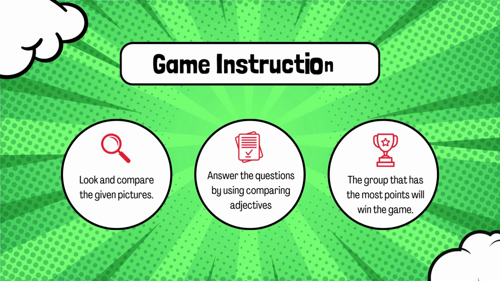Game instructions. 1. Look and compare the given pictures. 2. Answer the questions by using comparing adjectives. The group that has the most points will win the game. Pay attention. Let's start.